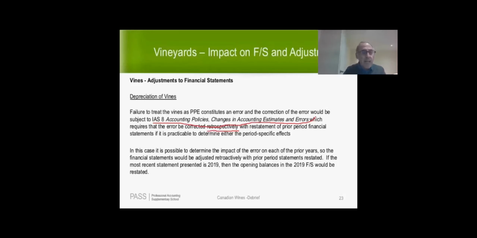So that's exactly what I'm saying in this paragraph here. In this case, it's possible to determine the impact of the error in each of the prior periods. So the financial statements would have to be adjusted retroactively or retrospectively, which means the same thing, with prior statements restated. If the most recent statements presented is 2019, then the opening balance in the 2019 statements would have to be restated. Very often when you show comparative financial statements, you just show the most recent year, the prior year. So if all we show was one prior year, we'd have to adjust the opening retained earnings. Okay?